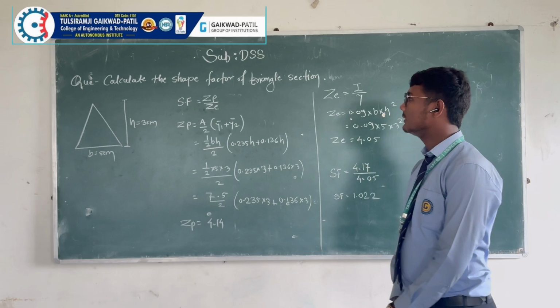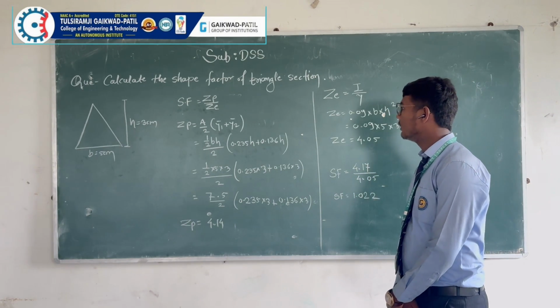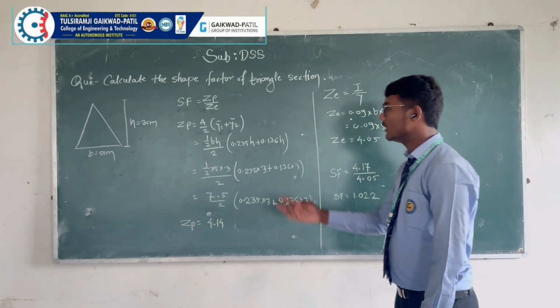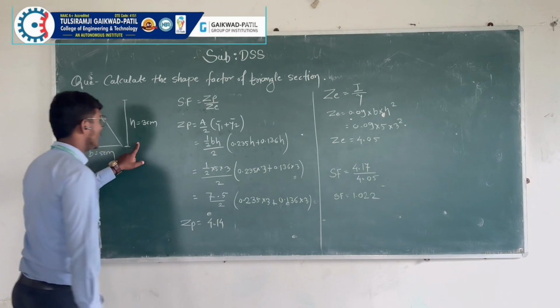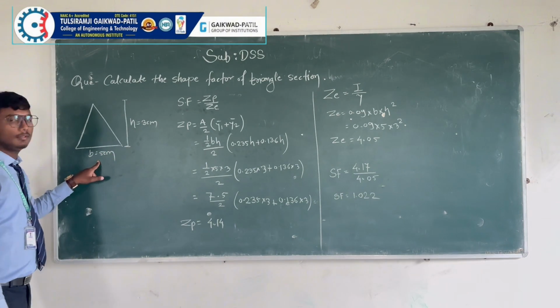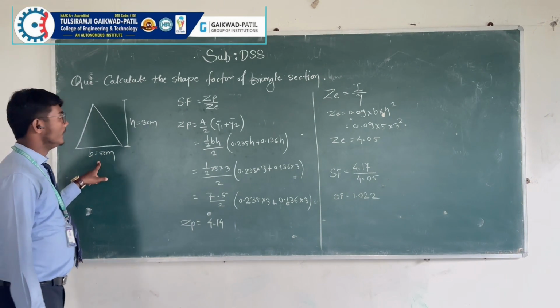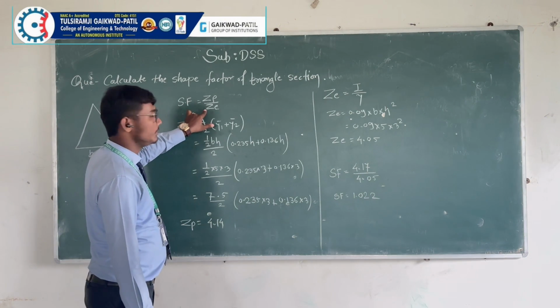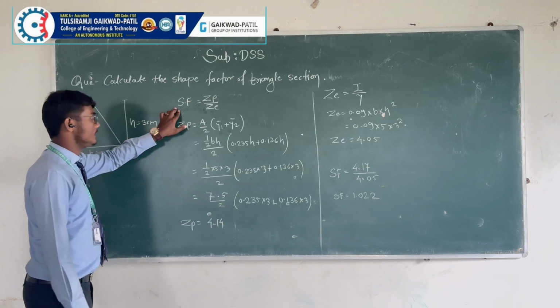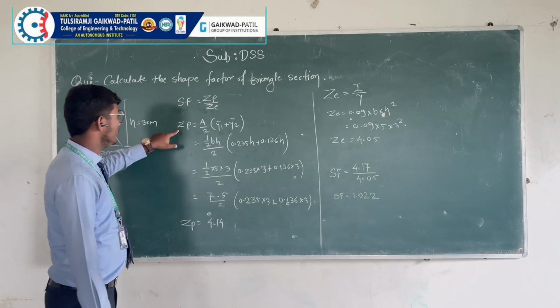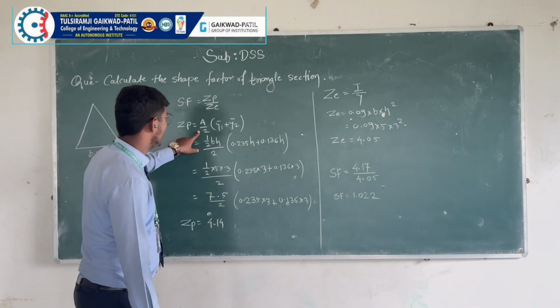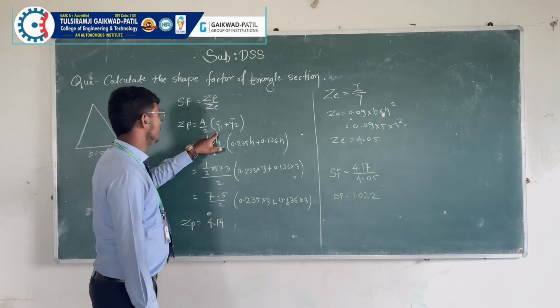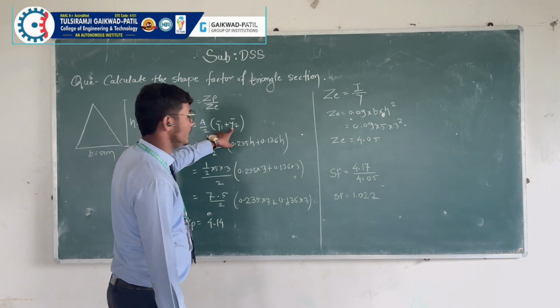This is the numerical of calculating the shape factor of a triangle section. This is the diagram. First of all, this is the height of 3 centimeter and breadth of 5 centimeter. This is the formula: SF is equal to Zp divided by Ze. Here SF is the shape factor. Then Ze is equal to A divided by 2 bracket y1 bar plus y2 bar.